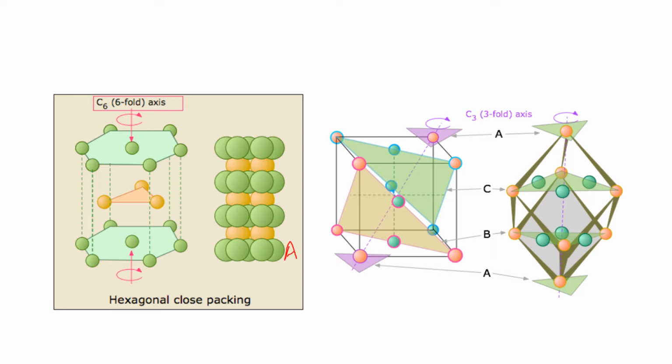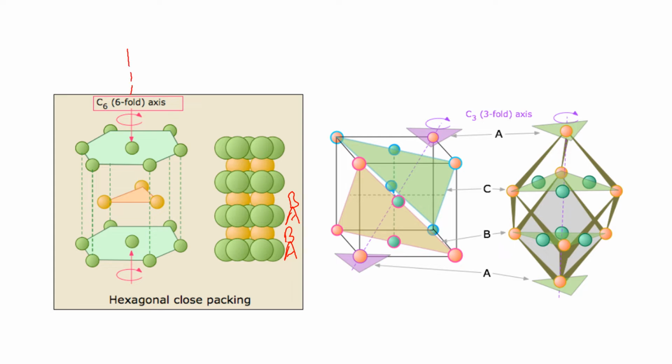This is our A, B arrangement. See how it forms a hexagonal close packing structure. Okay, 6 of one type and 3 of another type. This repeats. Only one unit is shown here. And this hexagonal close packing has a 6-fold axis of symmetry.